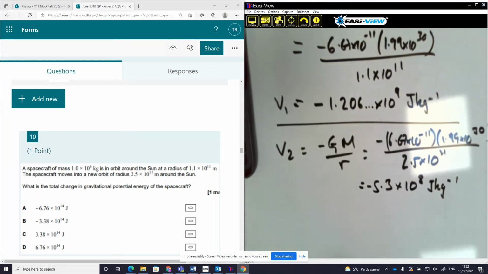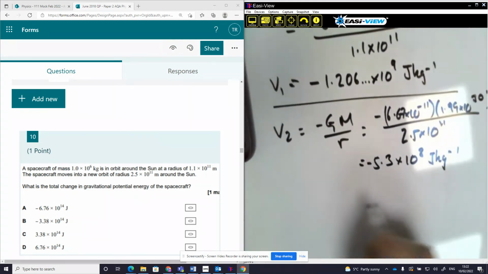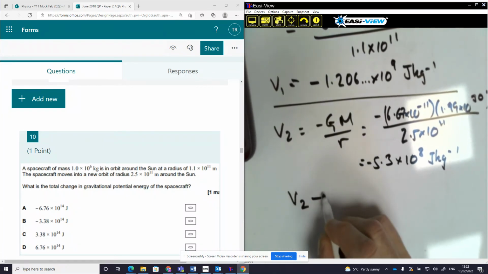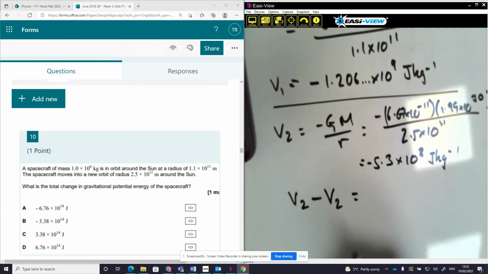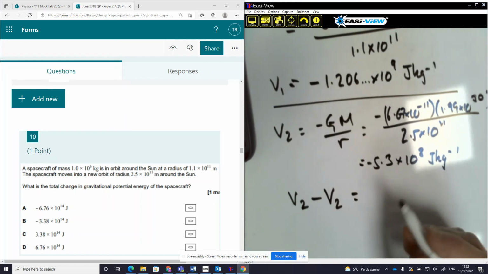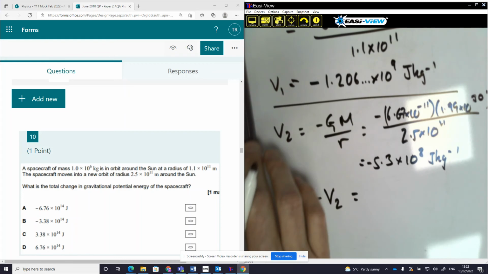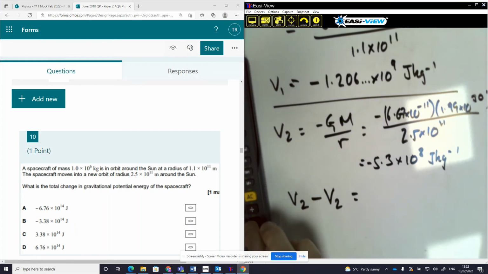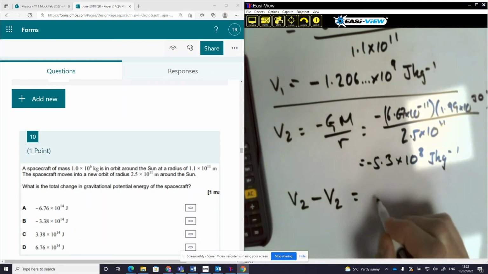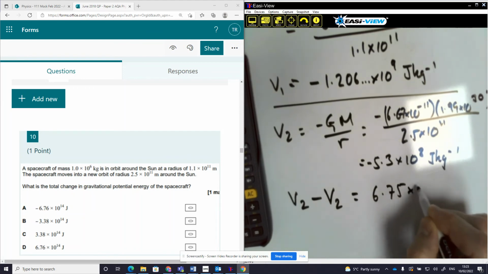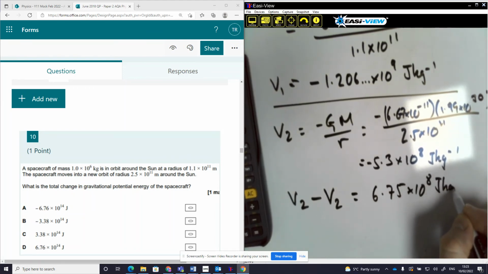So that's less negative. If I subtract one from the other, I end up at position 2, so I need to take away the value at position 1, when it's deeper in the well. It's more negative, so it's deeper in the well. As I subtract those two from each other, I will get a positive value. So 1.206 times 10 to the 9, and I end up with 6.75 times 10 to the 8 joules per kilogram.